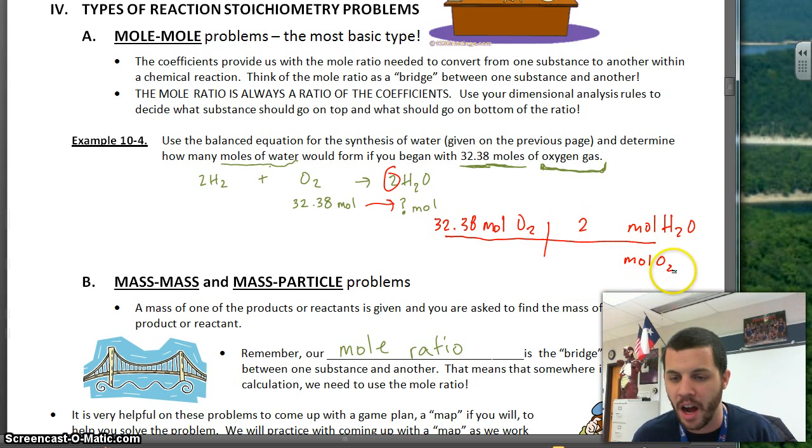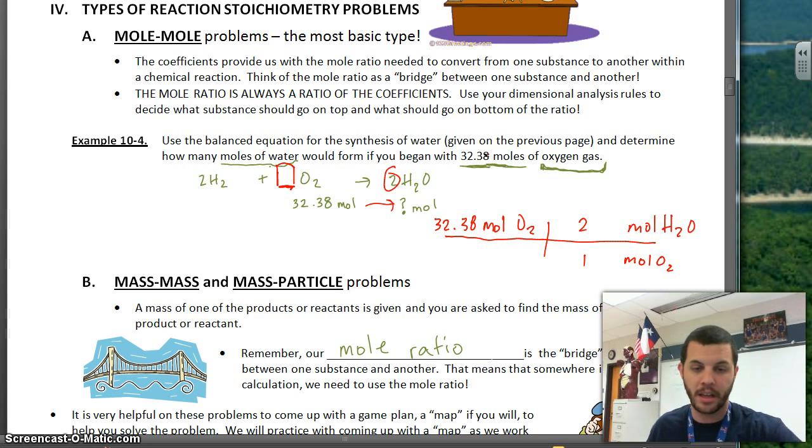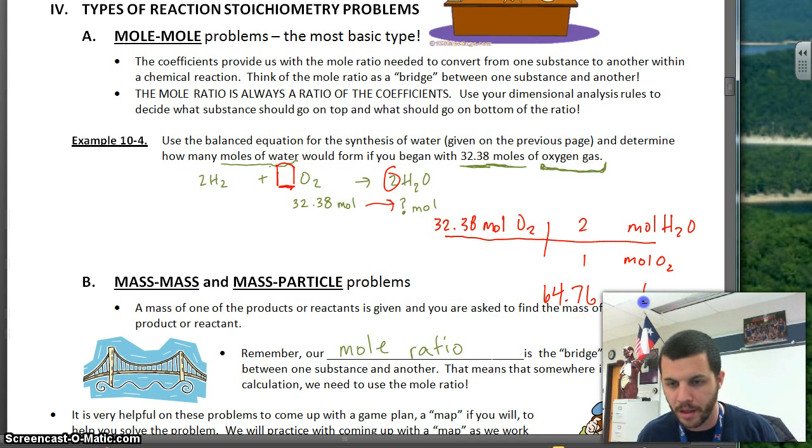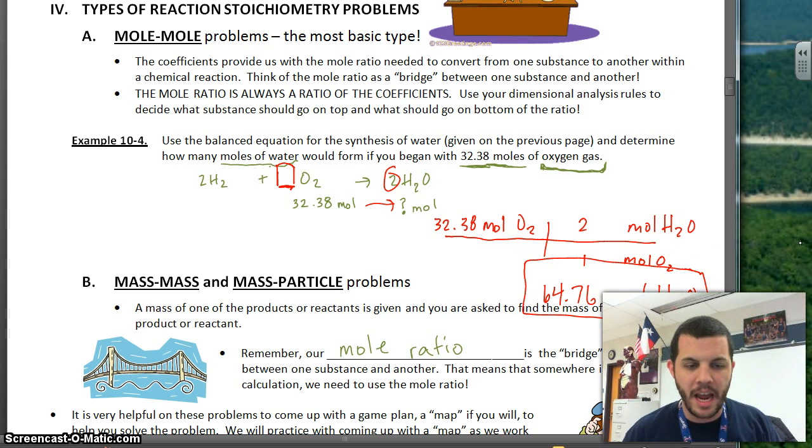My coefficient of oxygen is 1, or assumed to be 1, because there's not anything there. So I'm going to put a 1 in right here. Okay, now all I'm going to do is my math. 32.38 times 2 divided by 1 is 64.76 moles of H2O. And that, my friends, is how it's done. Now, once again, that's a pretty easy, pretty simple problem. And yes, we are absolutely going to trick it up from there.